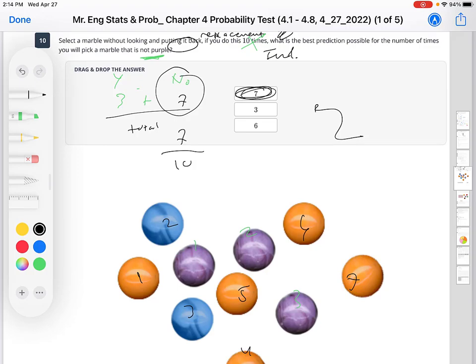So the answer there is 7. All right, let's go on to the next question.